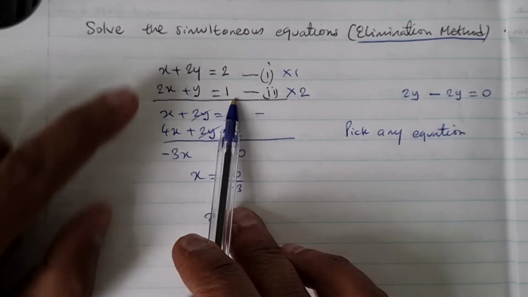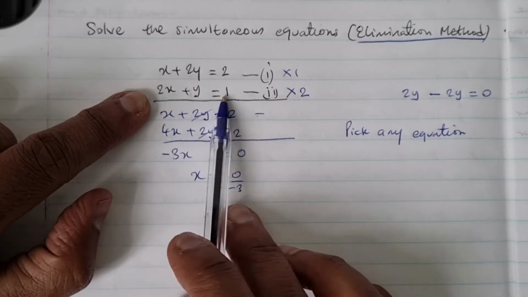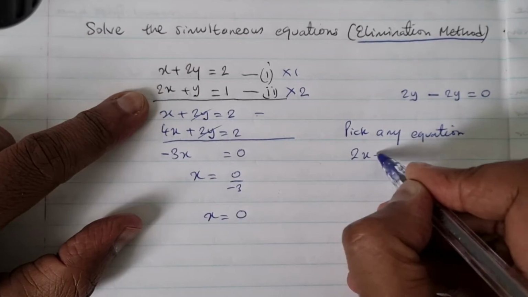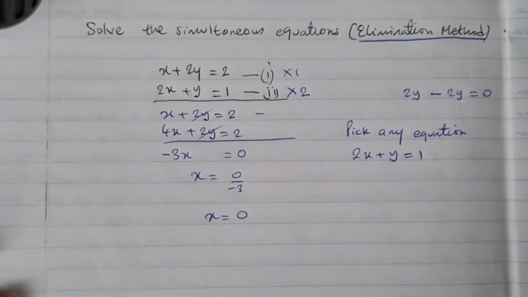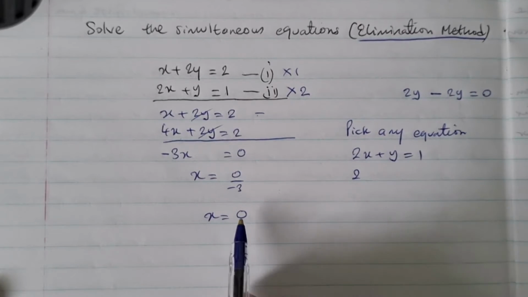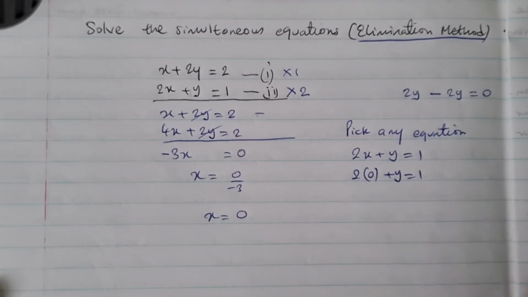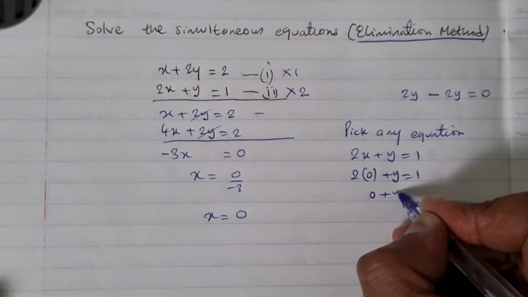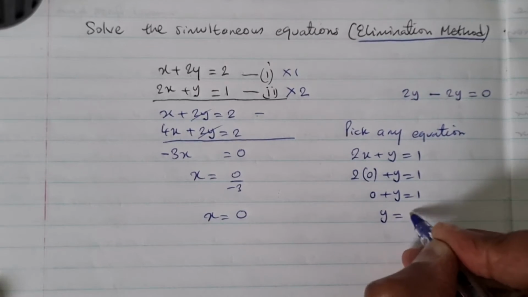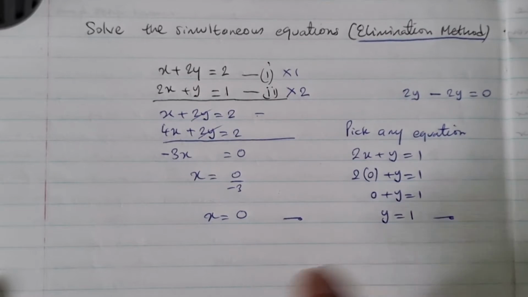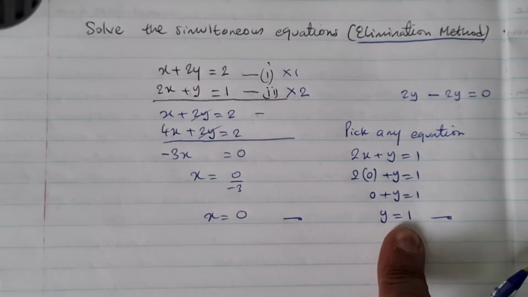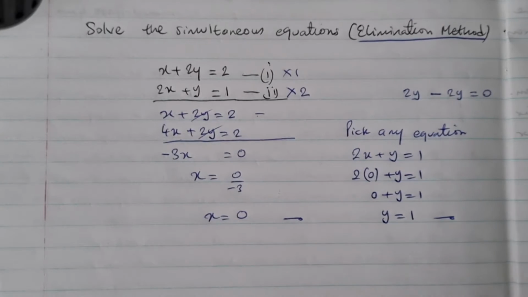Let's take equation 2. Equation 2 is 2x plus y is equal to 1. That means you have 2 times x, x is 0. So 2 times 0 plus y is equal to 1. 2 times 0 is 0, 0 plus y is equal to 1. So I got y is equal to 1. So your answers are x is equal to 0 and y is equal to 1. So this is our first equation.